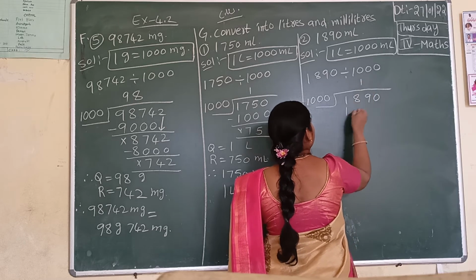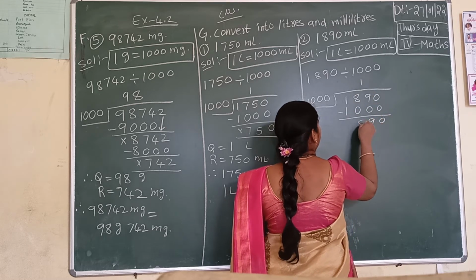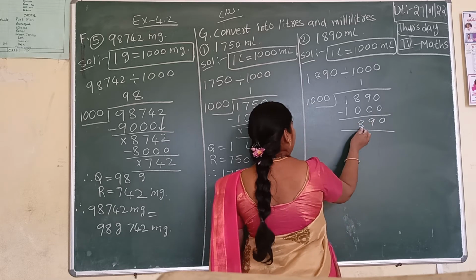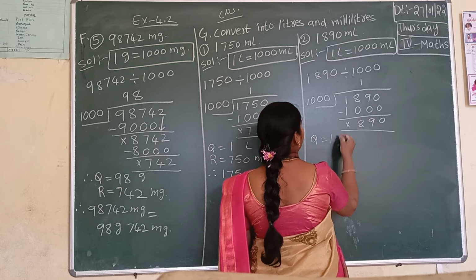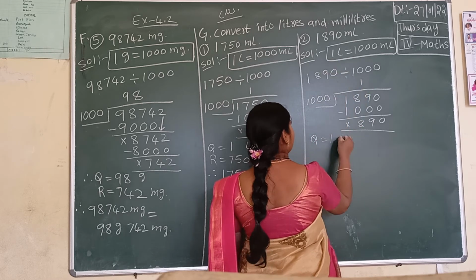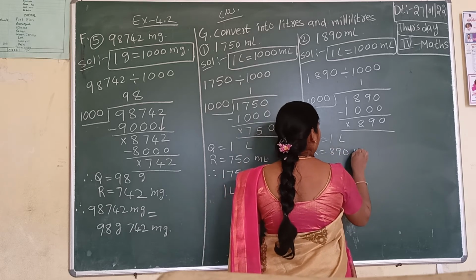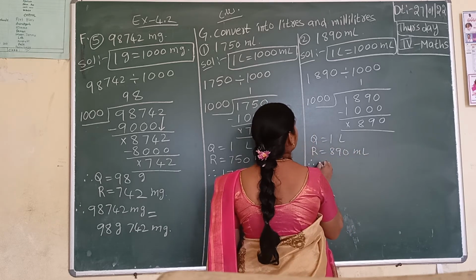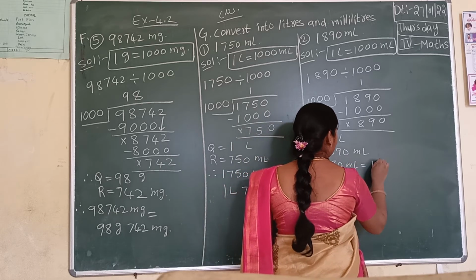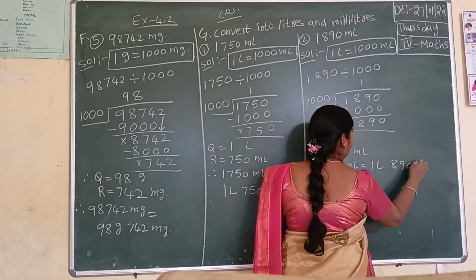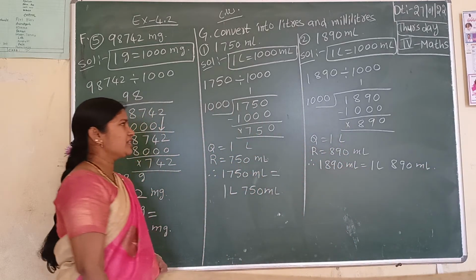1890. 1000 ones are 1000. 0, 9, 8. 890 is a 3-digit number. We are not getting it in the 1000 table. So the quotient number becomes liters and the remainder number becomes milliliters. Therefore, 1890 milliliters equal to 1 liter and 890 milliliters. It is our answer.